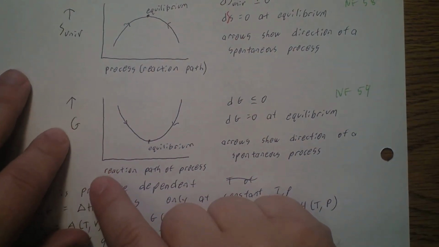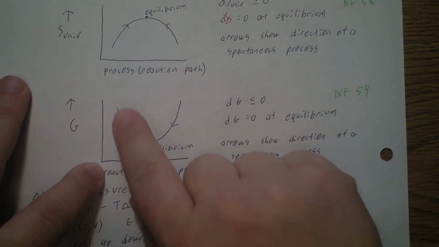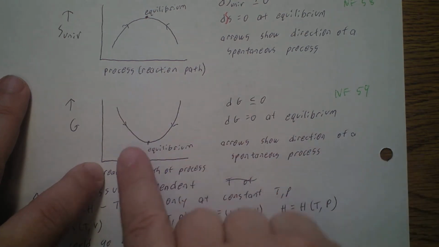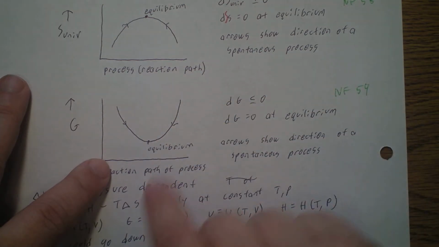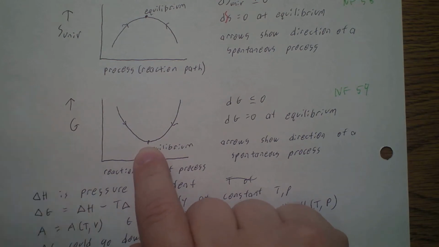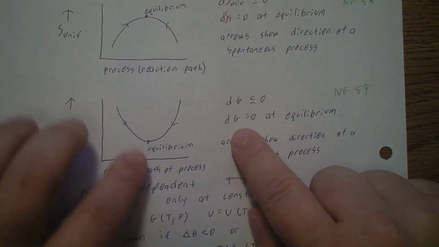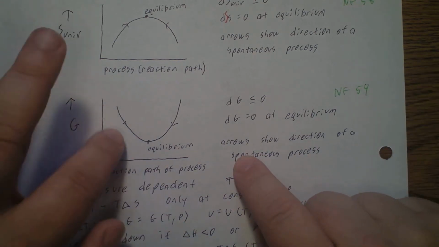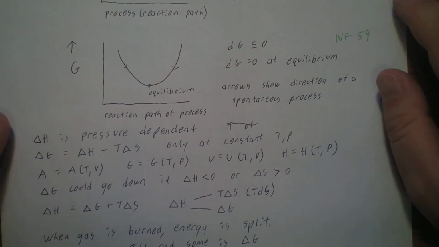Here's a similar graph of the Gibbs free energy of the system versus the reaction path. So again, the reaction can be anywhere along here, but if it's over here, it's going to spontaneously go down this way, or if it's over here, it's going to spontaneously go down this way. So it's going towards equilibrium where the G is at a minimum. And of course, since it's flat there, the differential of G is going to be equal to 0. So it's equal to 0 here, it's negative up here, or it's negative up here. And again, these arrows are showing you the direction that a spontaneous process is going to happen.